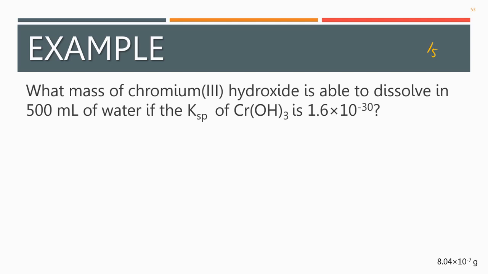So you'll notice the big difference here is we're asking how much mass dissolves in 500 milliliters of water. So what we're really going to try and do here is, if we figure out the moles per liter of chromium, we can convert moles to grams by using the molar mass.